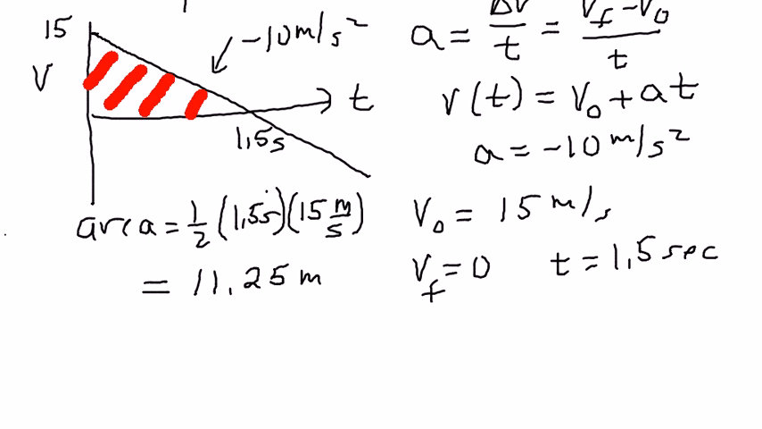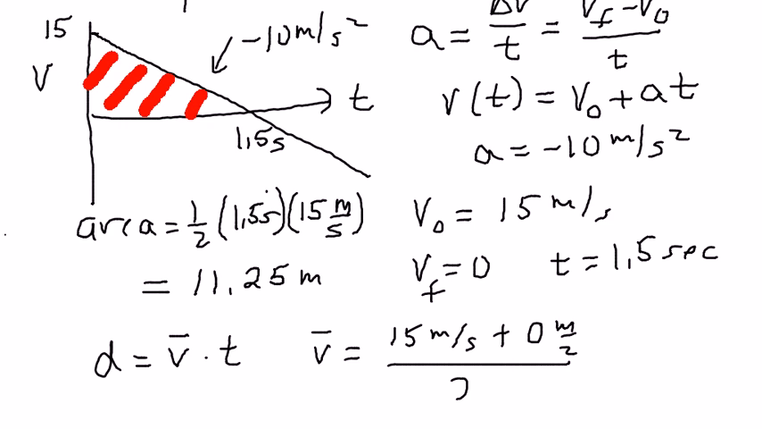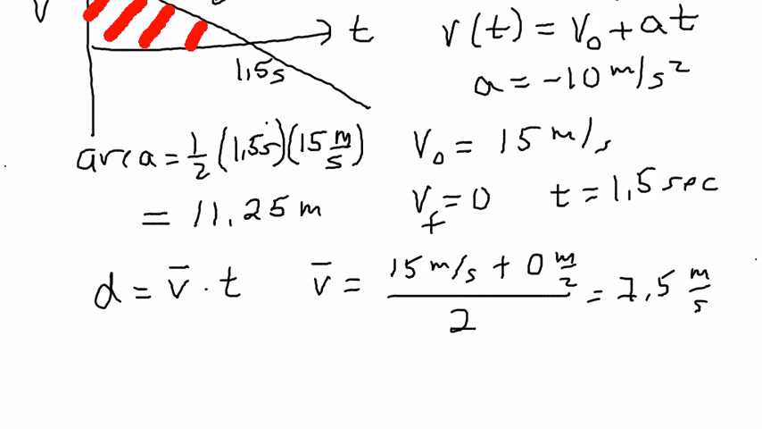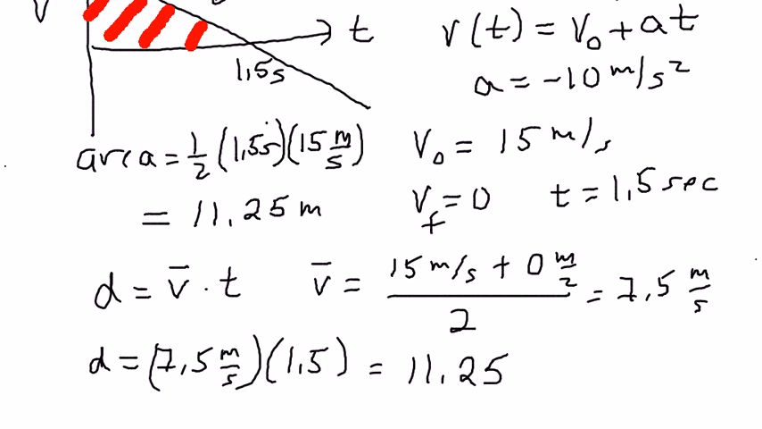That's also consistent with the displacement being equal to the average velocity multiplied by time. The average velocity is 15 meters per second plus 0 meters per second divided by 2, which is 7.5 meters per second. And what that gives me is a displacement equal to 7.5 meters per second multiplied by 1.5 seconds, which is 11.25 meters.